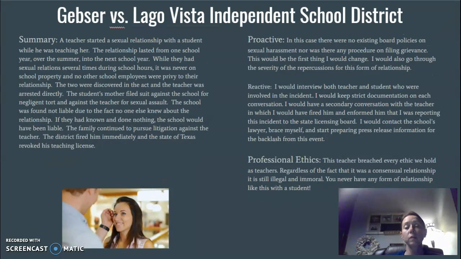Gebser versus Lago Vista Independent School District. This is a different one, and I thought I would include it because it's definitely something that we see, unfortunately, more and more in the news today.